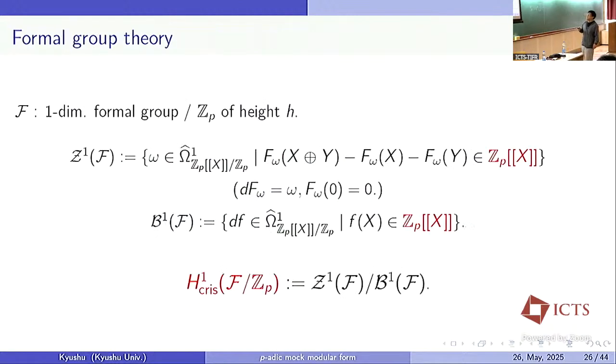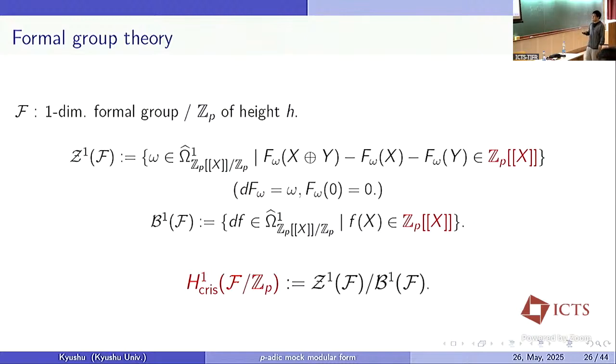And next, we introduce the basic facts of formal group theory. Let F be a one-dimensional formal group over Z_p of height h. And we define two spaces, Z^1(F) and B^1(F), by this, where F_ω is the formal primitive function of ω.